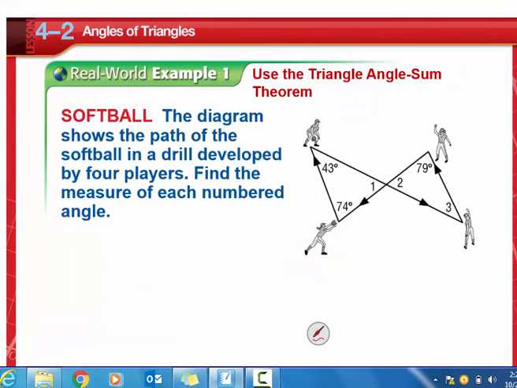All right, so we're going to look at the softball diagram. This diagram shows the path of a softball in a drill that's developed by 4 players. So we're going to use what we know about triangles to solve for the number of angles. Using the triangle sum theorem, the measure of angle 1 plus the measure of this angle, which is actually 74, plus the measure of this angle, which is 43, has to equal 180. So the measure of angle 1 is 63.